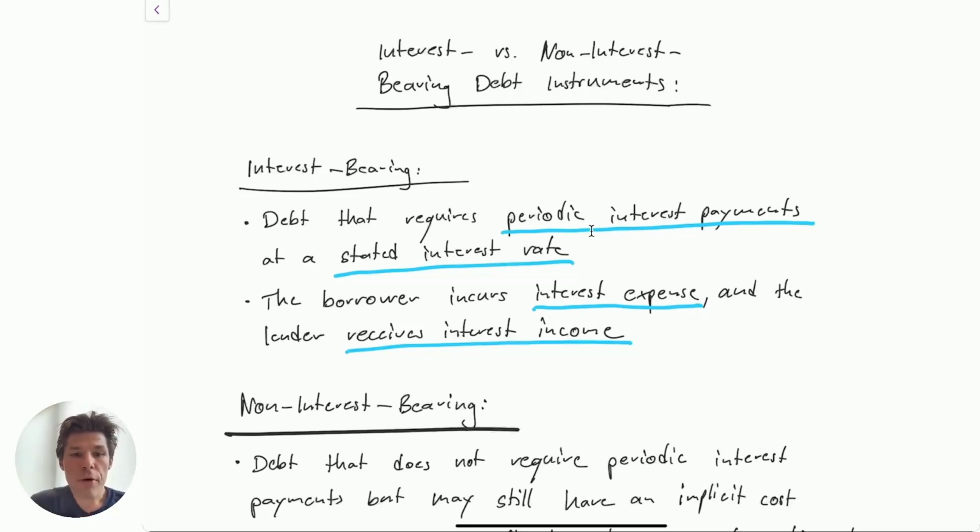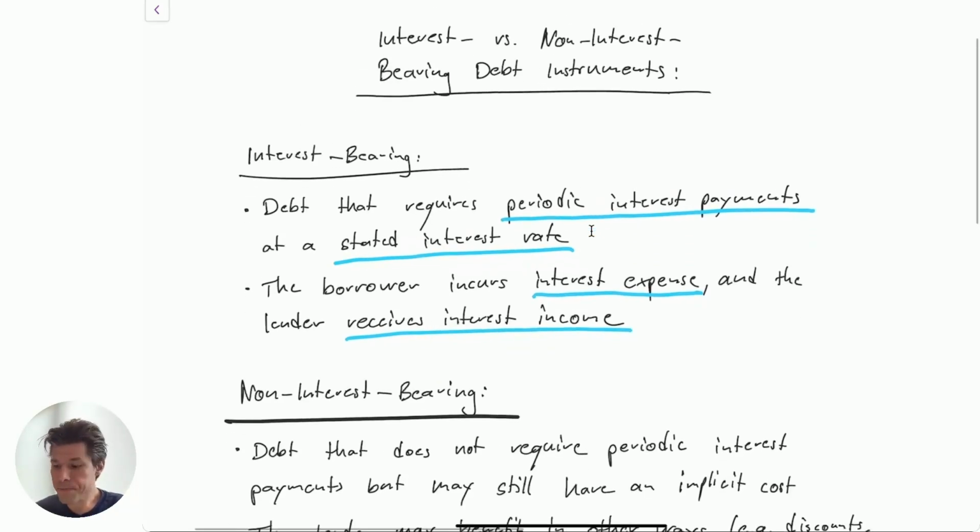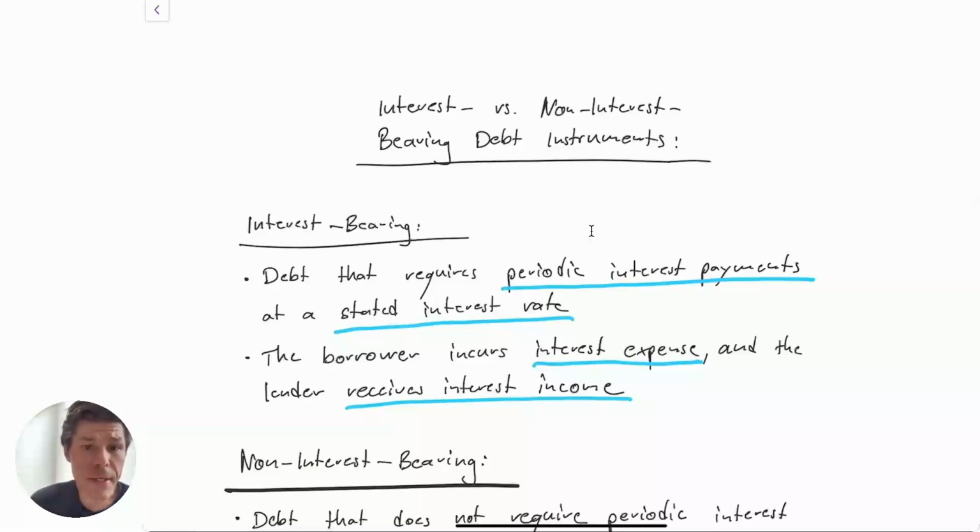The impact on financial statements is they still appear as liabilities on the balance sheet. They generate interest expense, which affects net income on the income statement. And they also impact cash flows as interest payments reduce operating or financing cash flows.